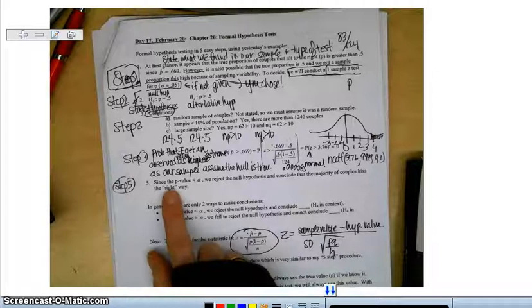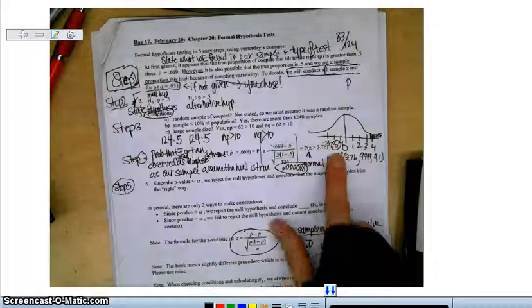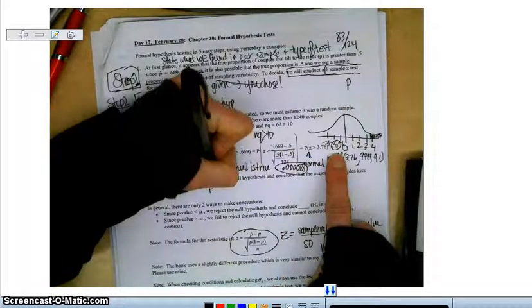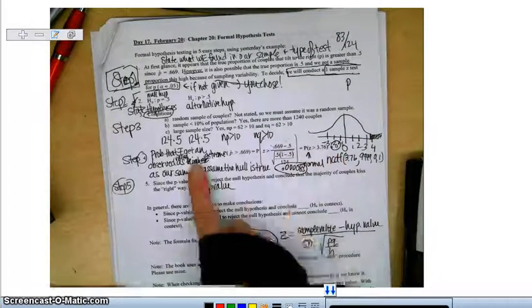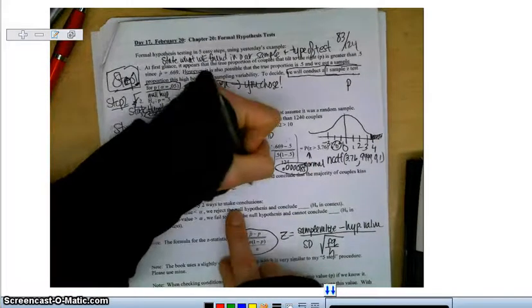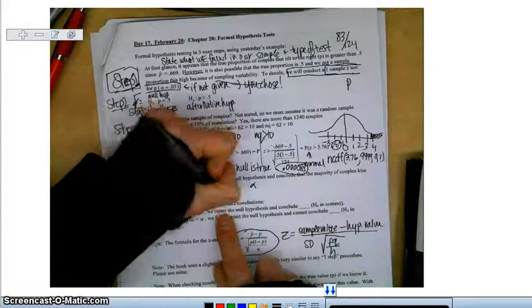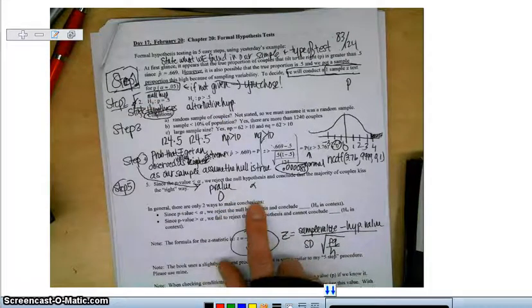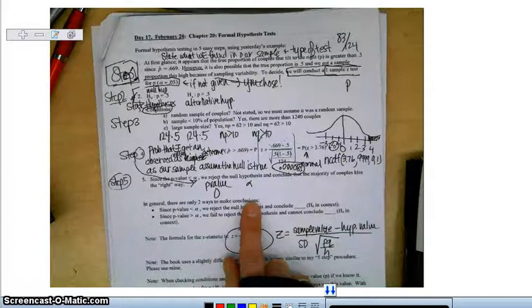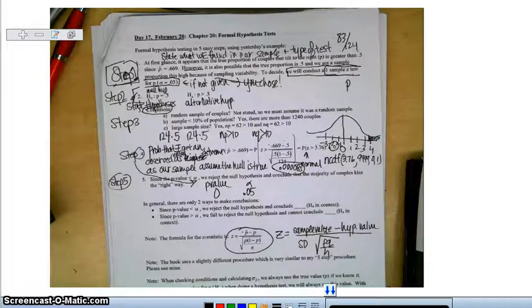So the way you make a conclusion, after you get the p-value, this value here, 0, is called the p-value. So the p-value is the answer you get from step 4. The p-value is step 4's answer. And the p-value is always compared to the alpha. So my p-value was 0. What alpha level did we have at the beginning? 0.05.